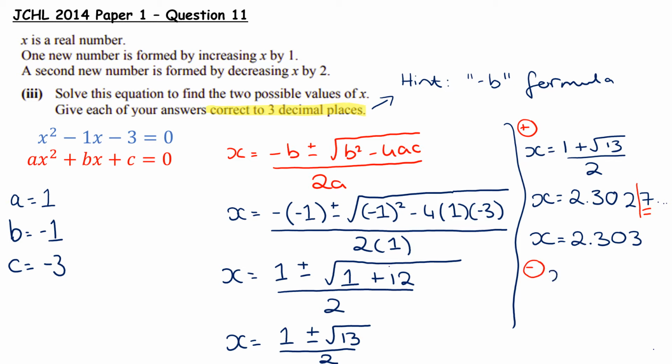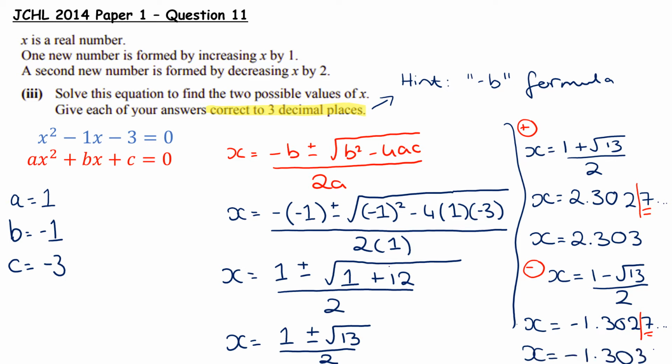Now the minus, so it's going to be x equals 1 minus root 13 over 2. Just a little trick: don't clear your calculator. Use your back arrow to go in and change that plus to a minus to save you typing it all again. We want a decimal, so we press S to D or change. I get 1.3027. 3 decimal places means we cut it, and look at the next one. We get minus 1.303.